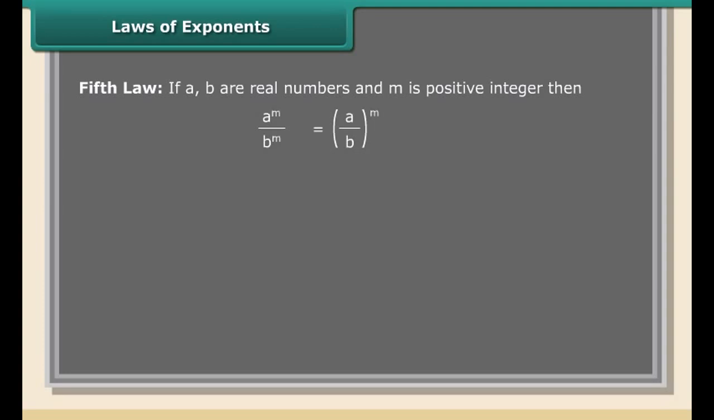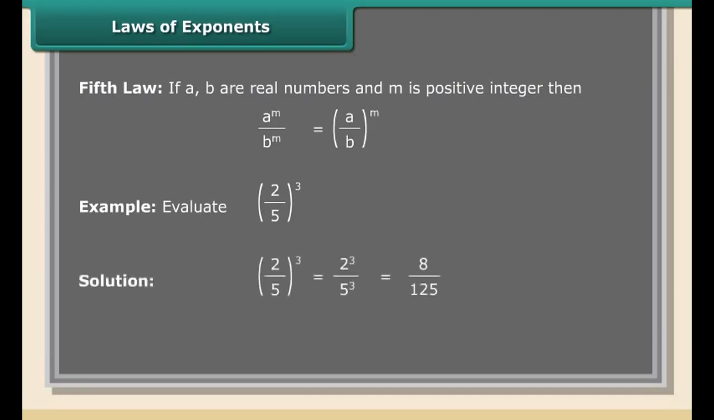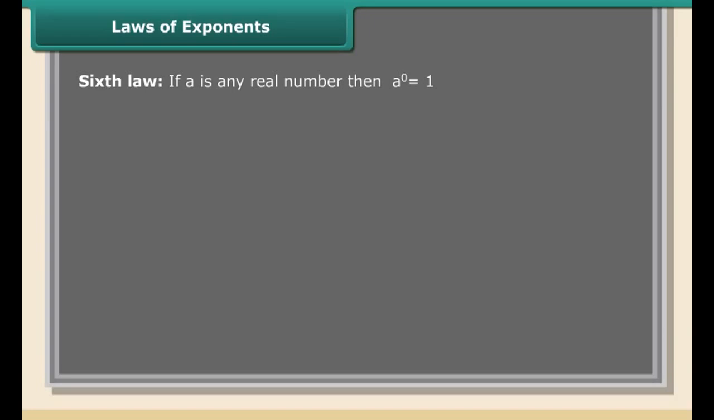Fourth law. If a, b are any real numbers and m is any positive integer, then a^m into b^m is equal to (ab)^m.